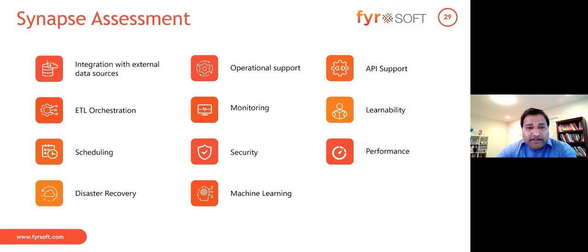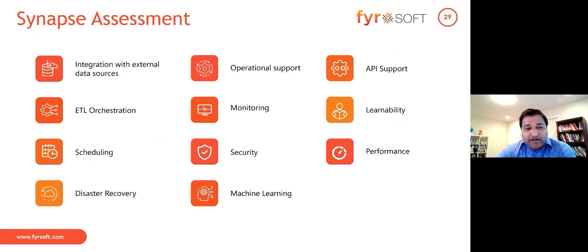So when we do the assessment, this is something I wanted to share. We had to go through multiple aspects before we migrate. We had to see how many data sources they have and how they are integrated. We had to look at their ETL orchestration. We had to look at every job, and then we did some static analysis to see where the failure points are in terms of migrating into Synapse, based on our understanding of what works within Synapse or not.